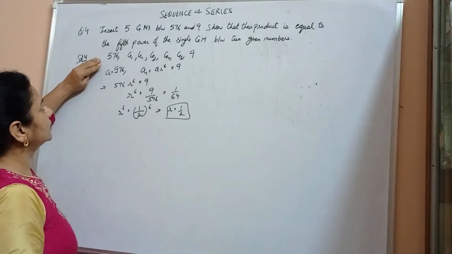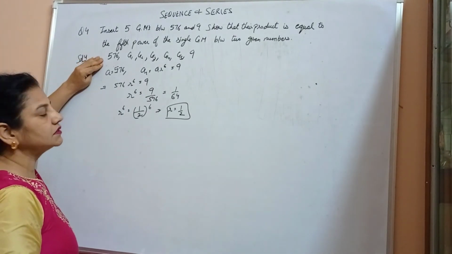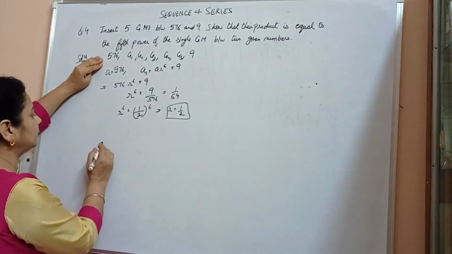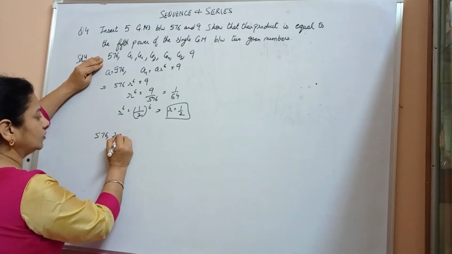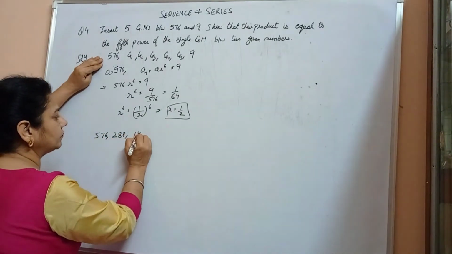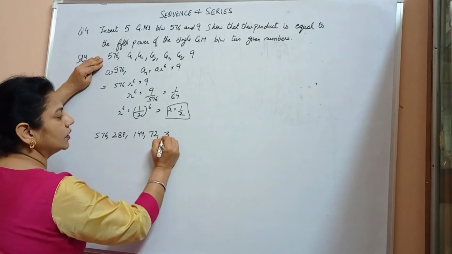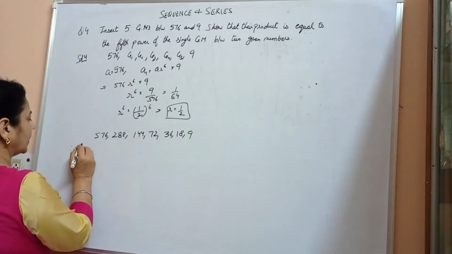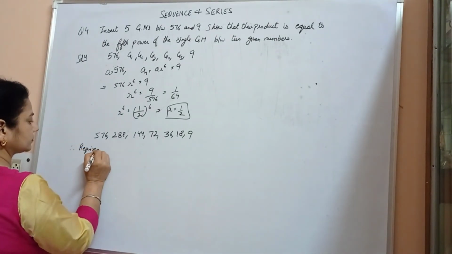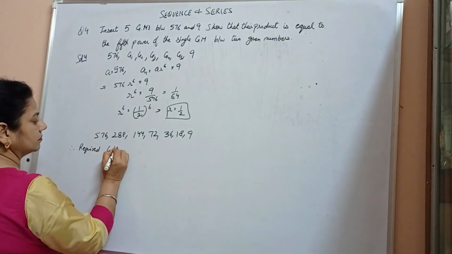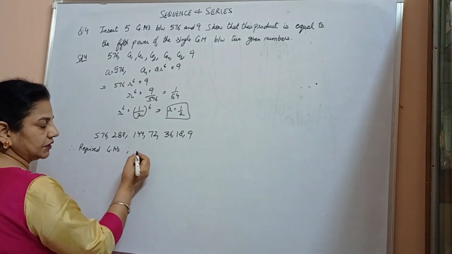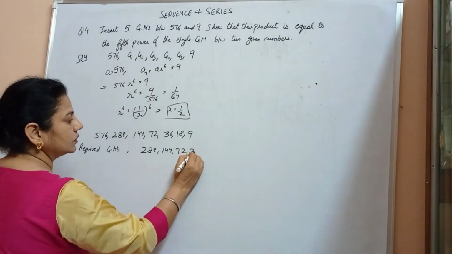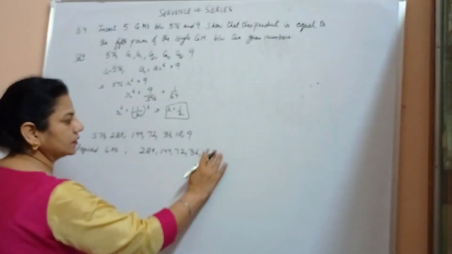So when we insert these geometric means, the given geometric progression becomes 576, 288 (into half), 144 (into half), 72 (into half), 36 (again into half), 18, 9. So therefore the inserted geometric means are 288, 144, 72, 36, 18.